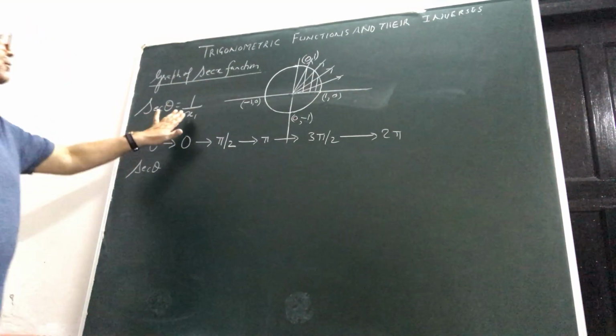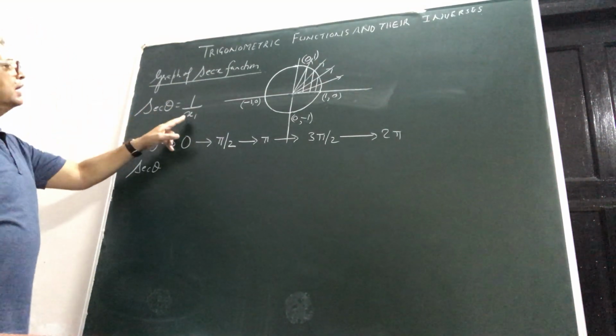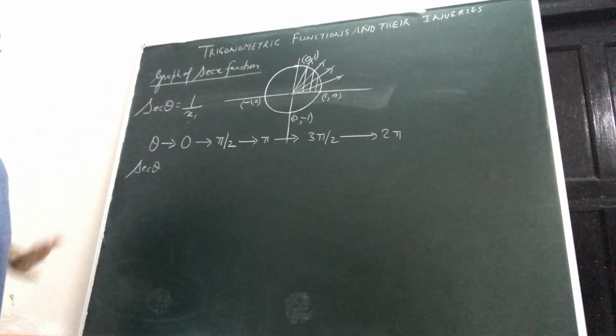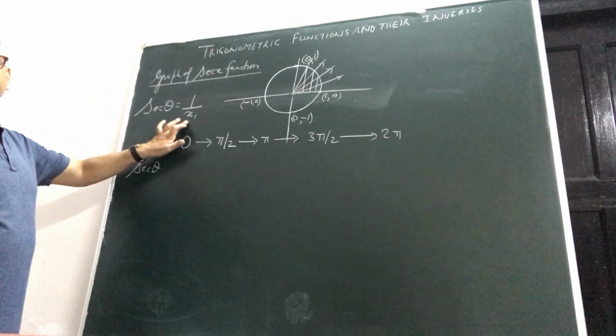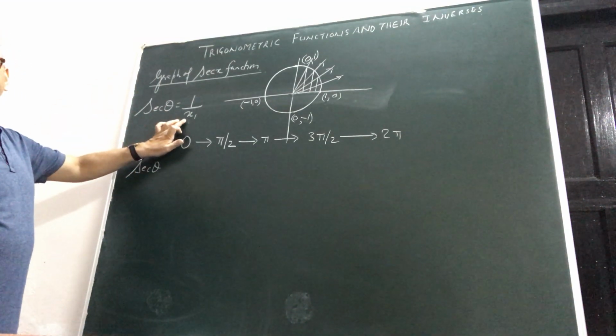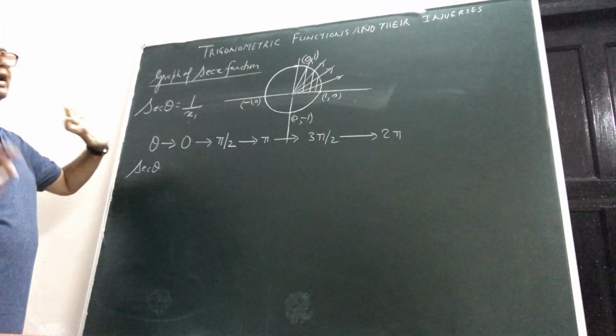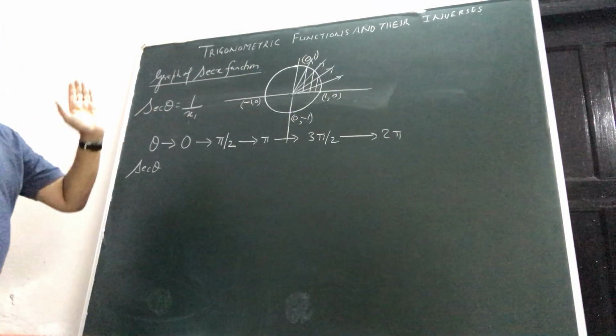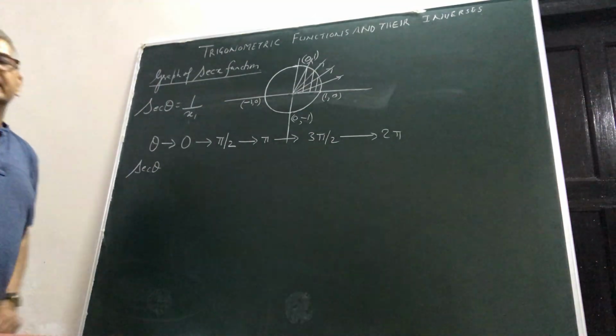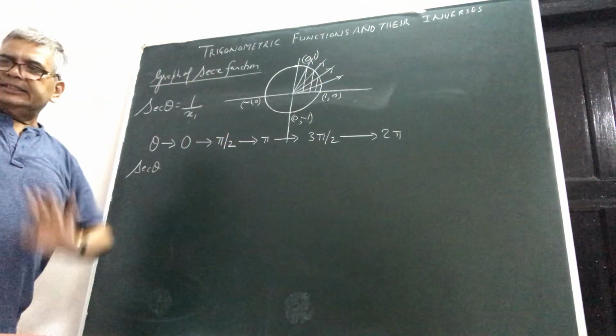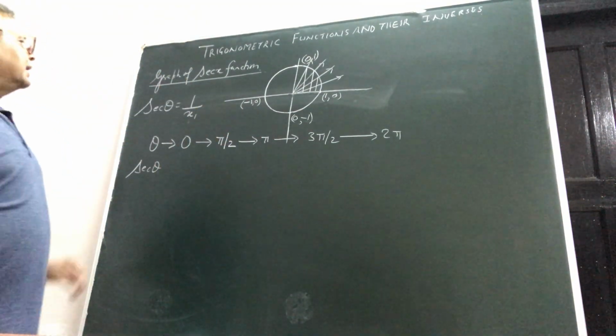Non-negative, see, it is positive. Right now we can take it, because x1 we can't take 0. At pi by 2 it is undefined. At pi by 2, sec theta is undefined. So x1 will not be 0, and for the rest of the values, this thing will be positive.